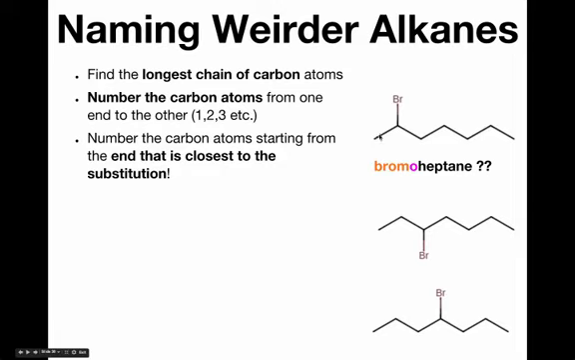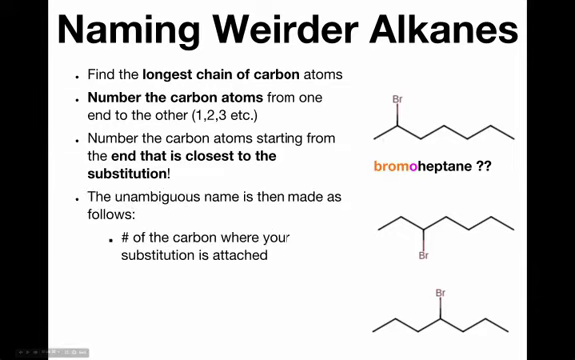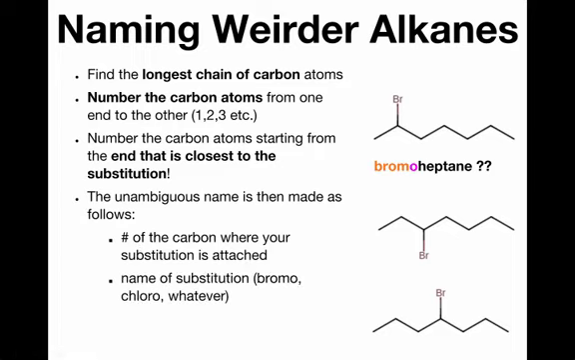So in this case, the substitution is here. So this is the end that's closest to the substitution. And then the way that you give it the name is the name will consist of the number of the carbon where your substitution is attached, the name of the substitution, whether it's bromo, chloro, whatever, and then you add the name of the alkane as the suffix. Now, this may be confusing to you. I will go over this molecule in more detail on the next slide.